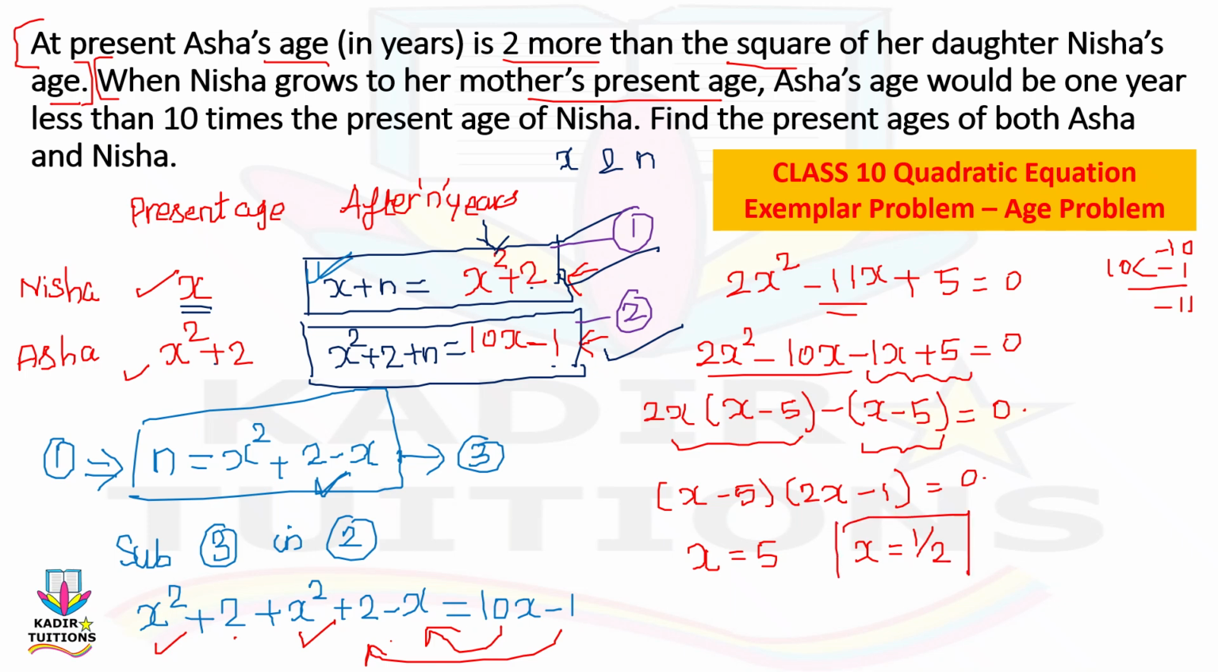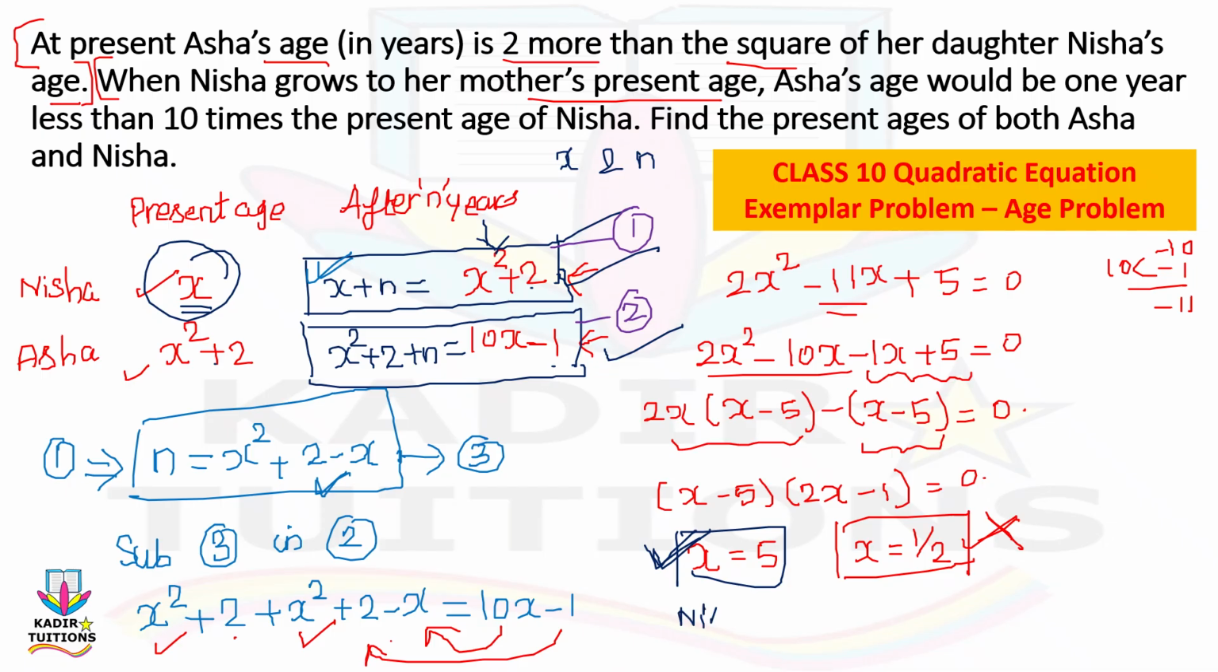Since this is a fraction, we don't want it, because age cannot be a fraction. It is in years, right? So we cannot take this value. We are going to take x equal to 5 years. What is our x? It is Nisha's age. Nisha's present age is 5 years.